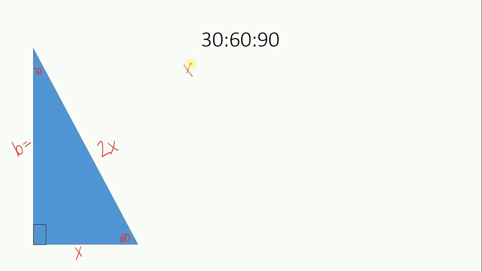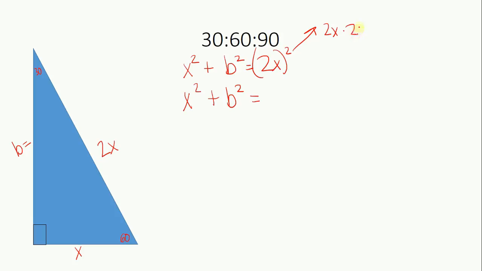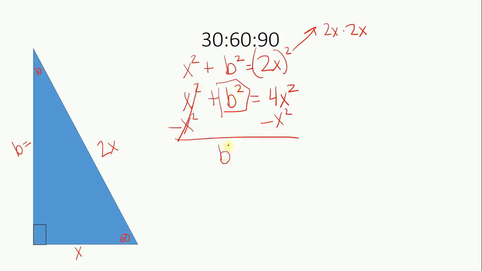So I got x squared plus b squared equals 2x squared, right? Because it's whatever the hypotenuse is, squared. So I got x squared plus, we're just going to leave that b squared. Now, 2x squared means to write 2x twice. So 2 times 2, that's 4. x times x, that's x squared. Let's get b squared alone. So I got to subtract x squared from both sides. I'm left with b squared equals 3x squared.